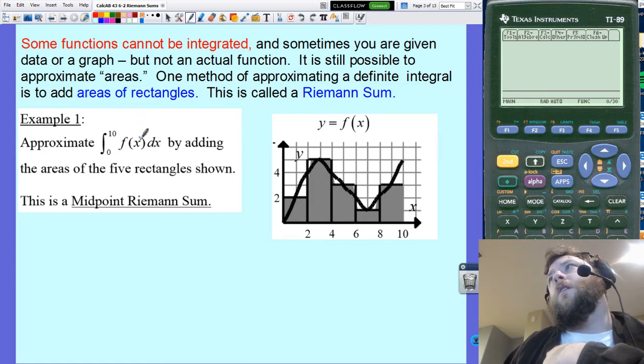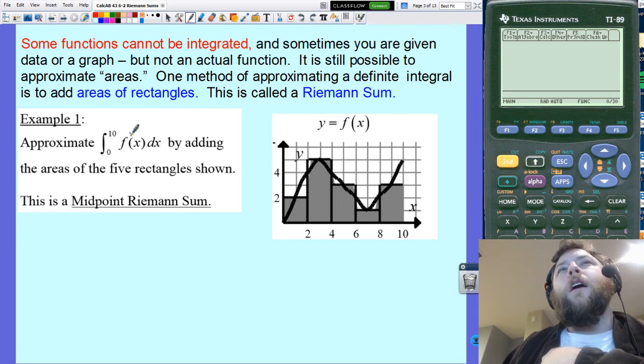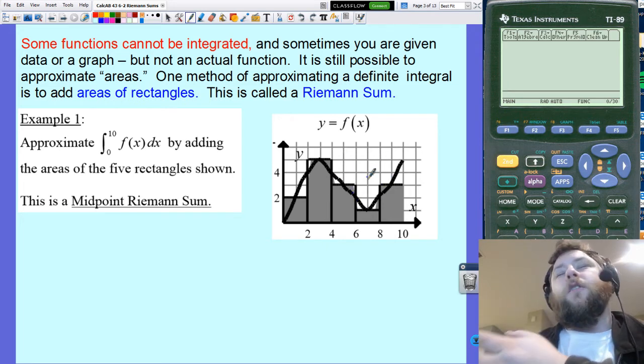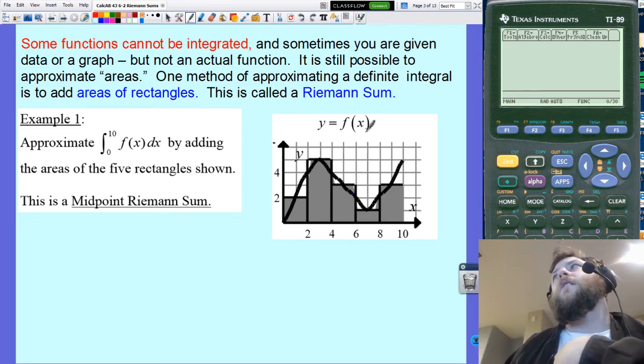But sometimes we also have functions that really aren't a function. You're given some kind of curve, but it's just some data points, and we're approximating it. We still have some kind of chart with a curve going on. Well, instead of using the integration methods we've already done, we can approximate areas. That's what Riemann sums are all about. We are going to approximate the area under this curve.